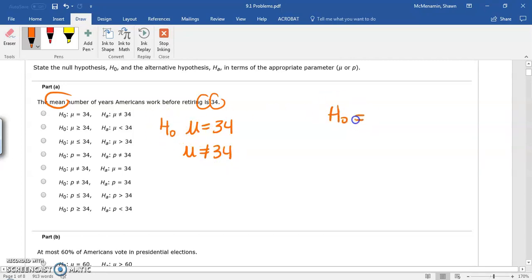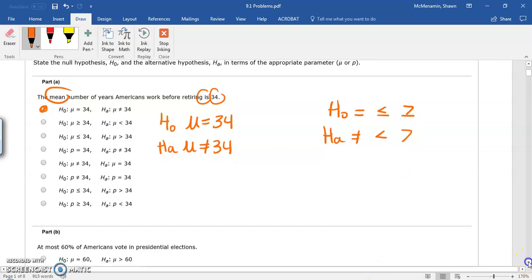H0 goes with equals, less than or equal to, greater than or equal to, and your HA goes with not equal to, less than, or greater than. So now you have to find one where it's equal to 34 and not equal to 34, which is the first one.